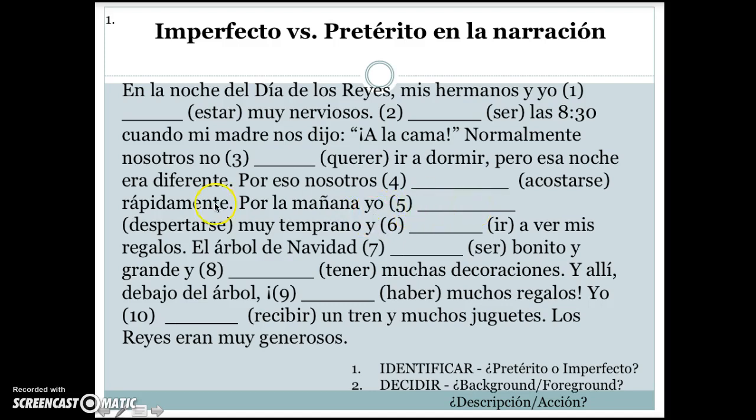Por la mañana, yo, same thing. In the morning, I woke up. Well, waking up one time in the past, one specific morning, has a very clear beginning and ending. We conjugate despertarse for yo in the preterite. Me desperté. Don't forget your accent mark.